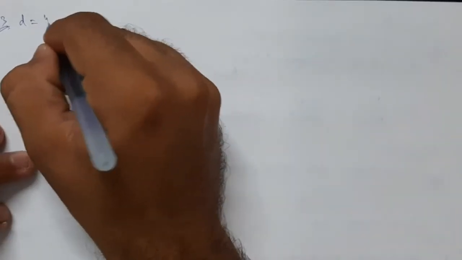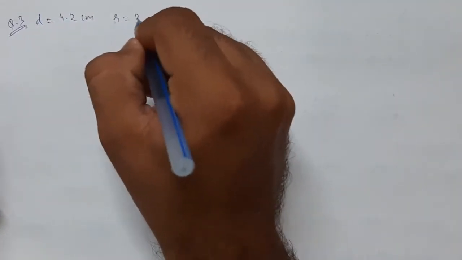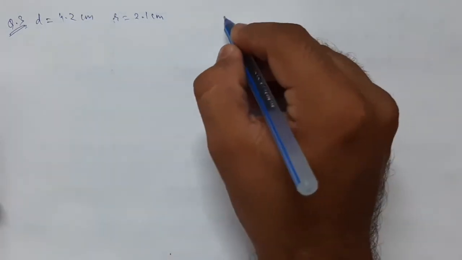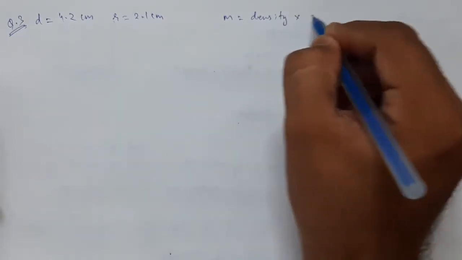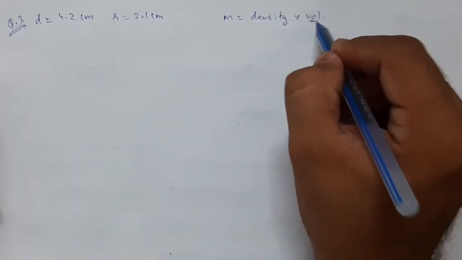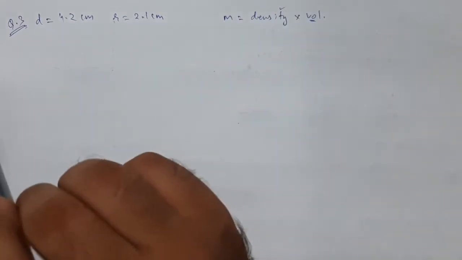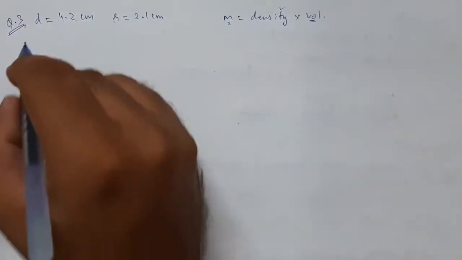Students, let us start question number 3. Diameter is given, 4.2 centimeter diameter is given, so its radius will be 2.1 centimeter. Density is given and we have to find out mass. Formula for finding out mass is density into volume. So we need volume first and then we'll multiply it with density to obtain mass.